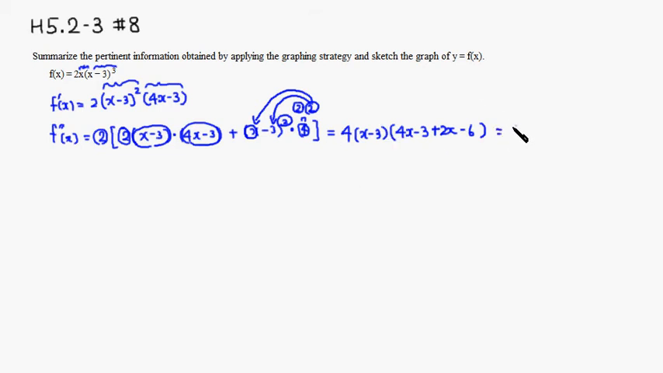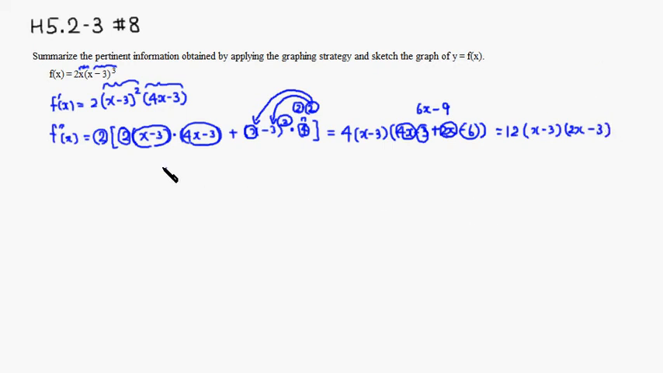You're going to get 4 times (x minus 3) times the quantity: 4x and a 2x, so that's 6x, minus, you have negative 3 and a negative 6, so it's 9. So you can actually pull out the 3, so I'm going to make that 12. Pull out 3, so it's going to be 2x minus 3.